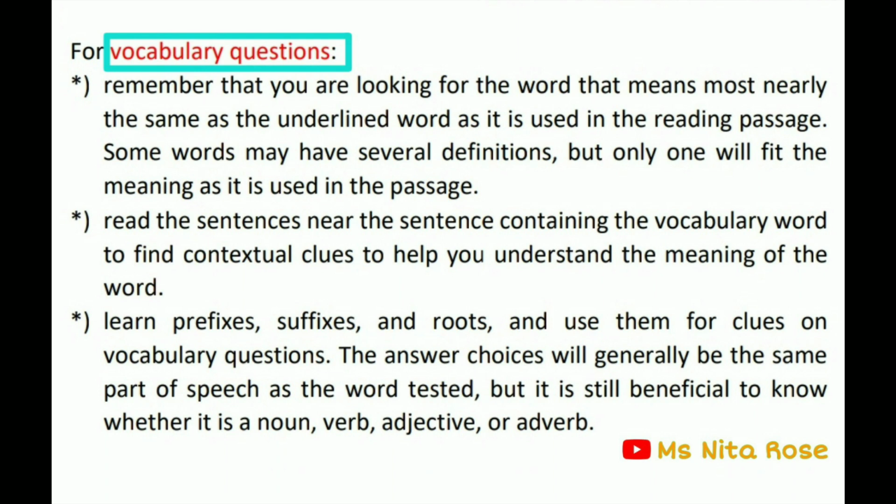Learn prefixes, suffixes, and roots, and use them for clues on vocabulary questions. The answer choices will generally be the same part of speech as the word tested, but it is still beneficial to know whether it is a noun, verb, adjective, or adverb.